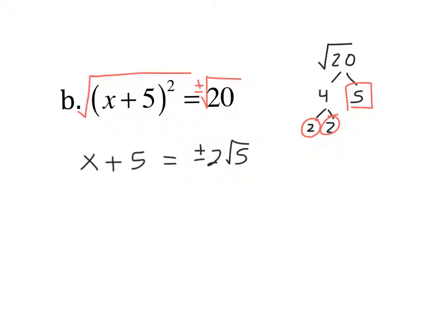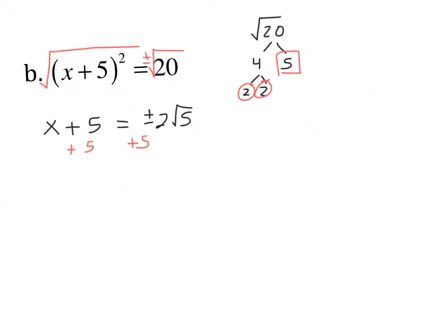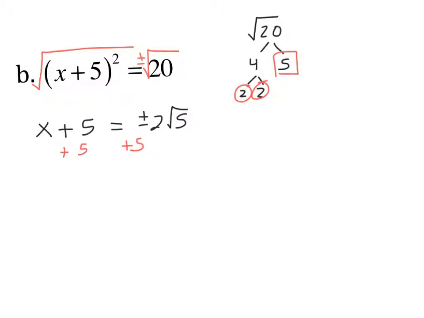Okay, now to isolate the x, I'm going to add 5 here. And here is what we have to think about, what combines. What if I gave you this and I said 5 plus 2a? How would you simplify 5 plus 2a? Sort of a trick question.